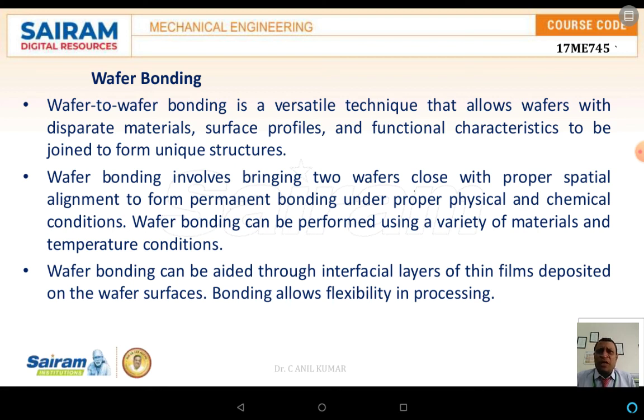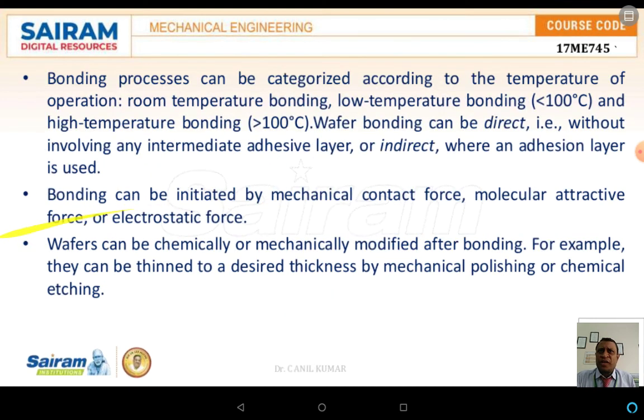Wafer bonding can be aided through an interfacial layer by means of a thin film deposition technology on the wafer surface, and the bonding also allows flexibility in processing. The bonding process can be categorized according to the temperature of operation: room temperature bonding, which is low temperature bonding, and high temperature bonding, which will be at elevated temperatures. The bonding can be initiated by mechanical contact force, molecular attractive forces, and also electrostatic forces. The wafers can be chemically or mechanically modified after bonding.